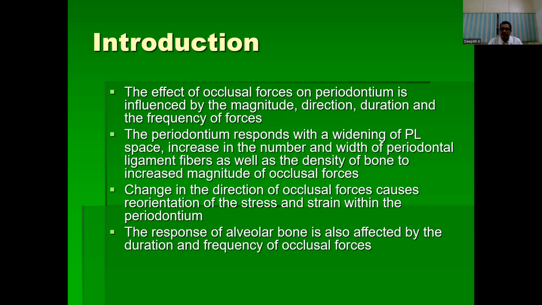The periodontium responds with a widening of the periodontal ligament space, an increase in the number and width of the periodontal ligament fibers, as well as the density of bone, to resist the magnitude of the occlusal force. Change in the direction of occlusal forces causes reorientation of the stress and strain within the periodontium. The response of the alveolar bone is also affected by the duration and frequency of the occlusal force.